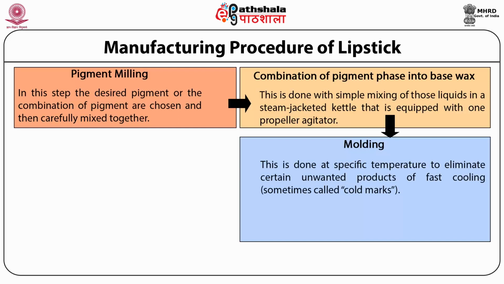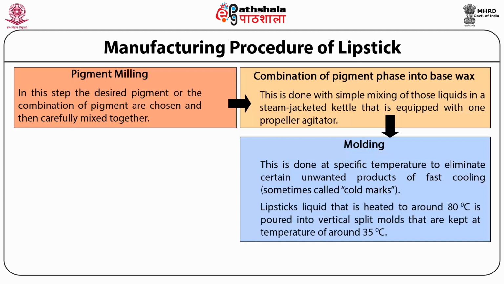This is done at a specific temperature to eliminate certain unwanted products of fast cooling, which are sometimes called cold marks. Lipstick liquid that is heated to around 80 degrees centigrade is poured into vertical split molds that are kept at a temperature of around 35 degrees centigrade. To prevent formation of air bubbles in the molds, manufacturers often use slightly tilted molds or use vacuuming to forcefully extract any air. The last step is flaming.